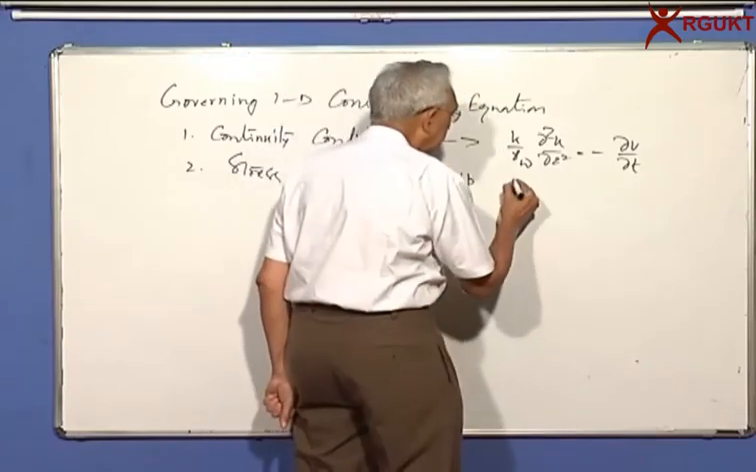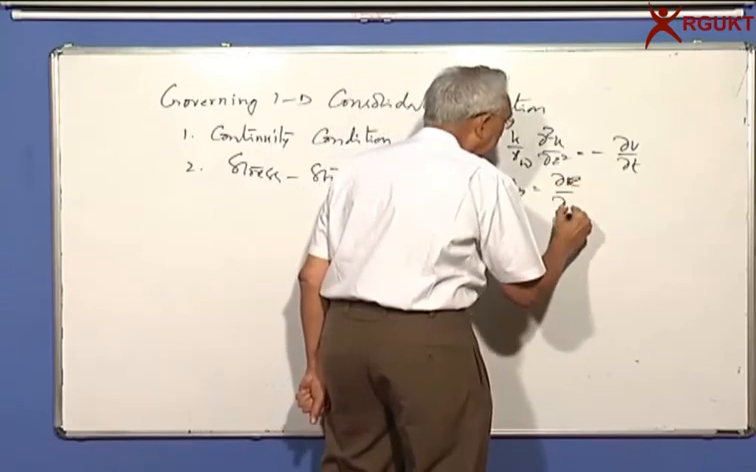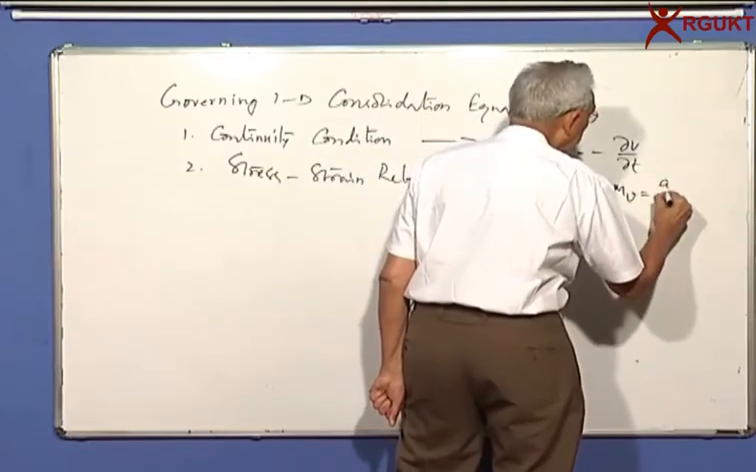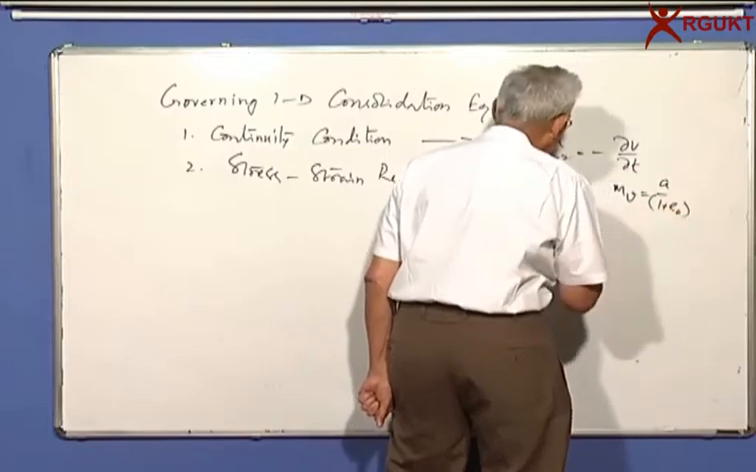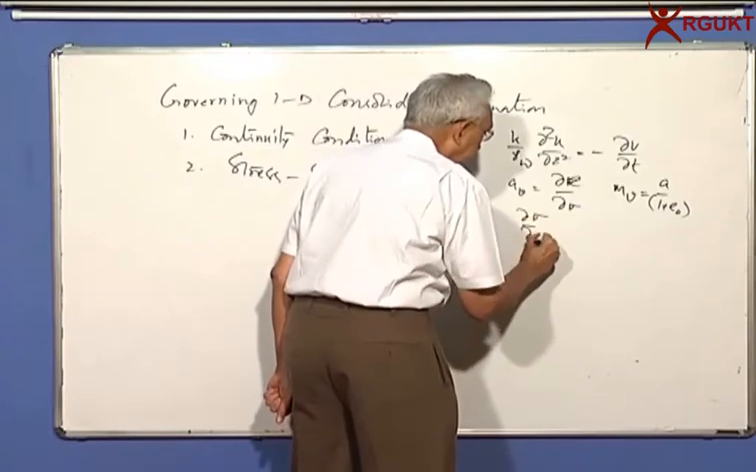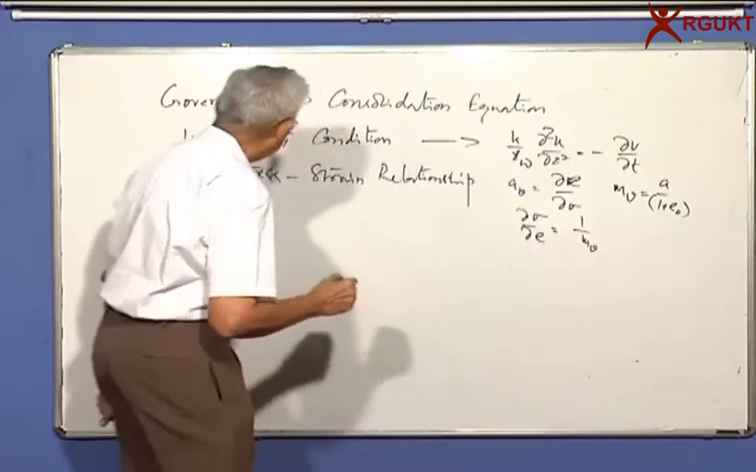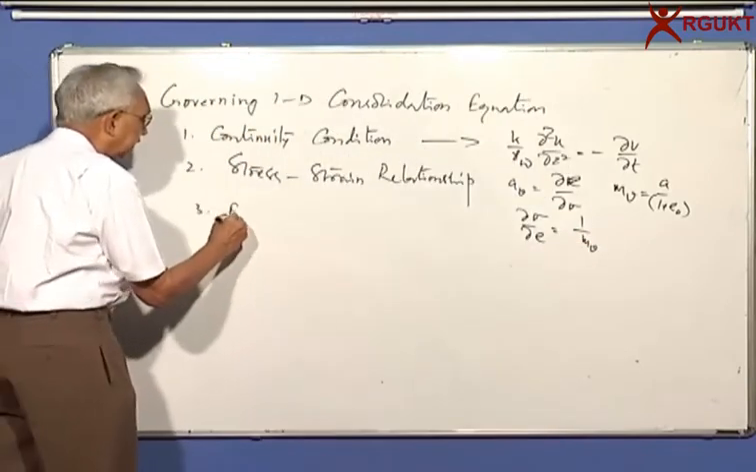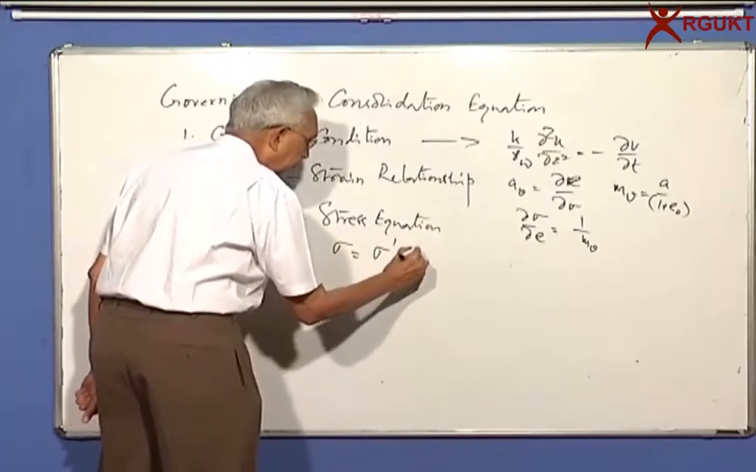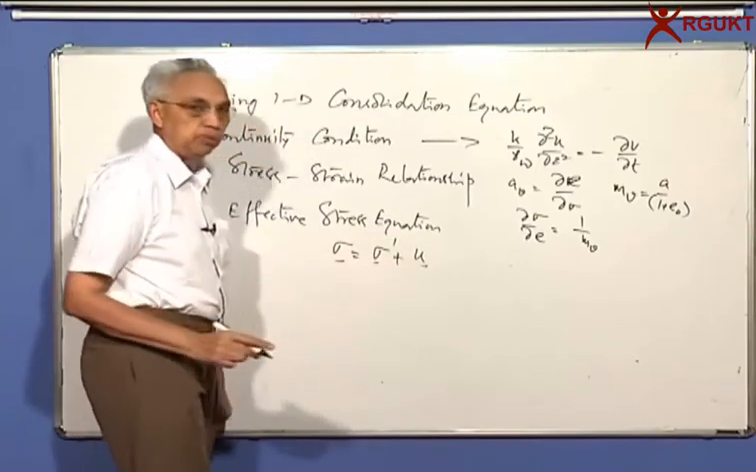This one is nothing but, we said a_v is delta e by delta sigma, and we converted that into m_v, which is equal to a by 1 plus e naught. So if I want delta sigma by delta e, it's nothing but 1 by m_v. The third one we used was the effective stress equation, which says sigma is equal to sigma prime plus u. The total stress is equal to effective stress plus the pore water pressure.